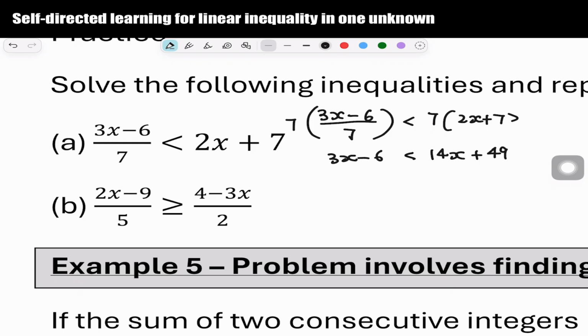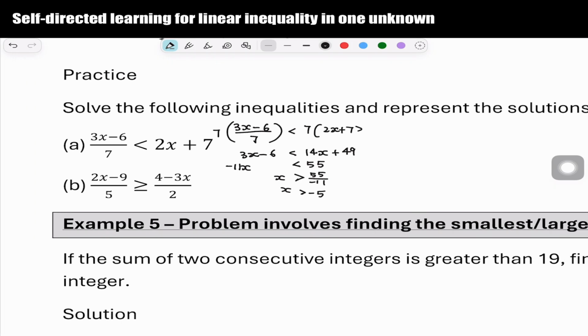So you will see that it's just like calculating the like term, therefore you could have -11x, and this one is going to be 55, okay? And x is going to be greater than 55 divided by -11. So we got x is greater than -5. So we can also draw the number line, like -5 here, 0 here, and you're pointing to the right hand side.